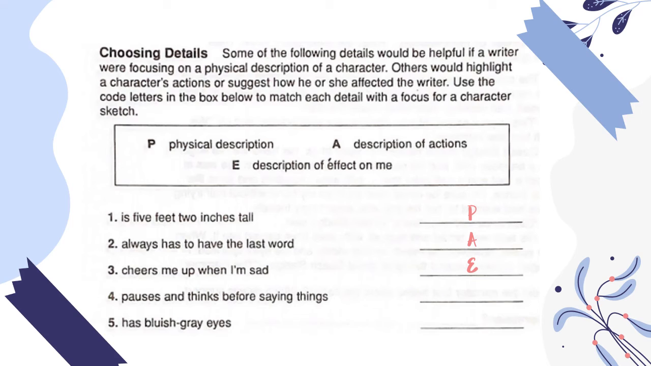Number 4, pauses and thinks before says anything. That would be a description of their actions. And number 5 has bluish gray eyes. That would be P, the physical description. Okay, you'll do numbers 6 through 10 on your own.